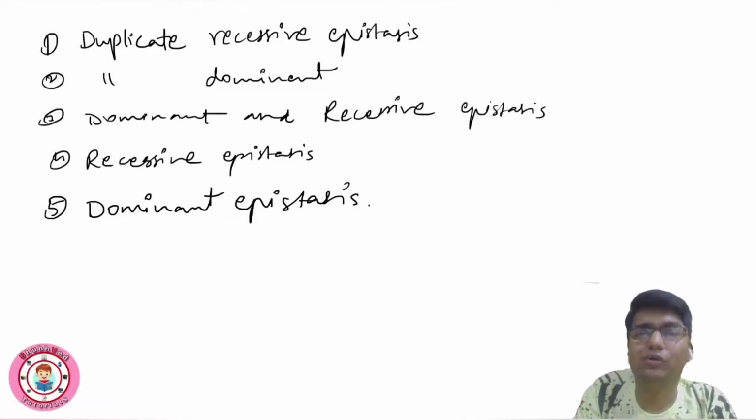In this video, we are going to discuss types of epistasis. These are the types as we have already discussed in the previous video. Now let's start one by one. First is duplicate recessive epistasis.